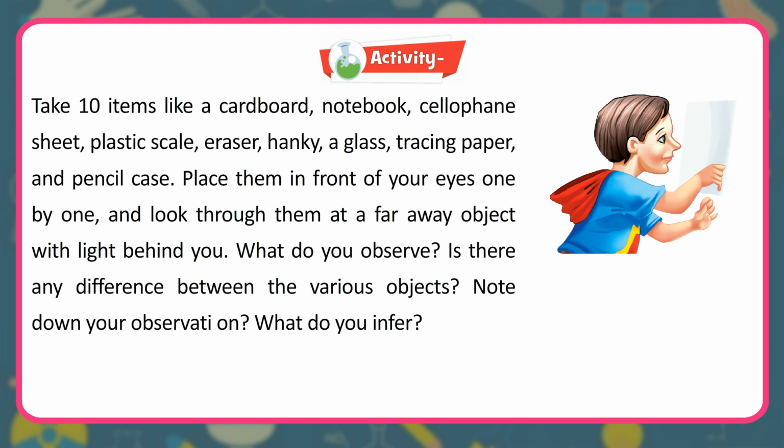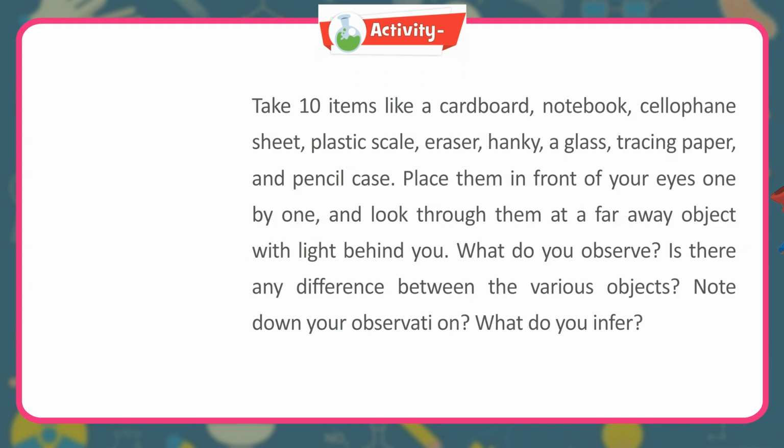Activity. Take 10 items like a cardboard, notebook, cellophane sheet, plastic scale, eraser, hanky, a glass, tracing paper, and pencil case. Place them in front of your eyes one by one, and look through them at a faraway object with light behind you. What do you observe? Is there any difference between the various objects? Note down your observation. What do you infer?